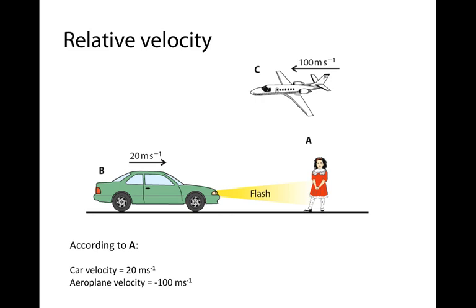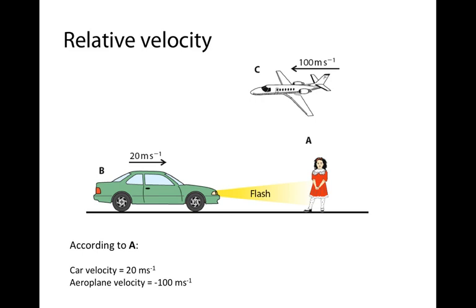We'll keep something simple. There's only one direction, 1D movement. You're either moving from left to right, like the car, or from right to left, like the aeroplane. But still, the girl in a red dress considers herself to be stationary. And you, in sort of your hypothetical observer watching the girl, would probably mentally consider yourself to be stationary as well. So according to A, according to the girl in a red dress, the green car, B, is travelling at 20 meters per second from left to right towards her.